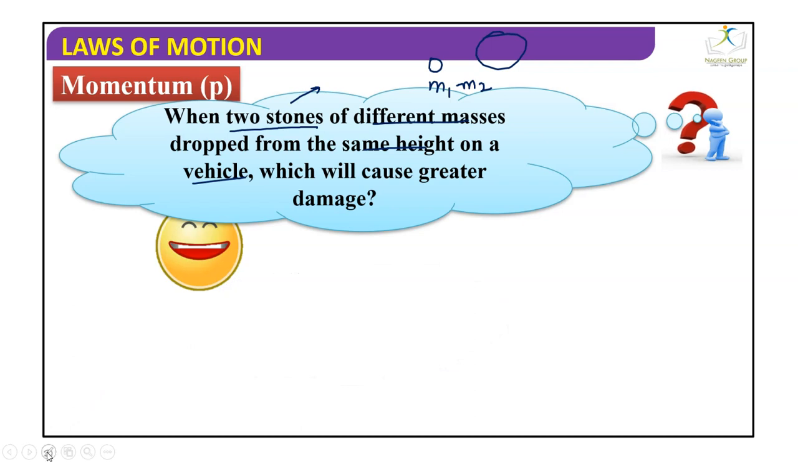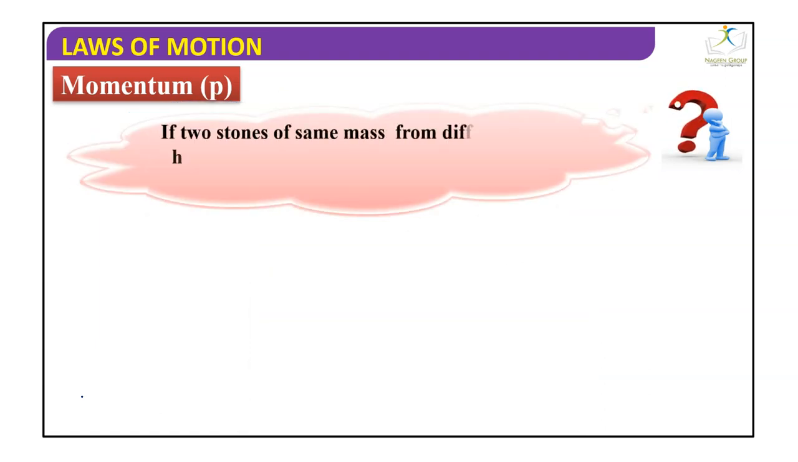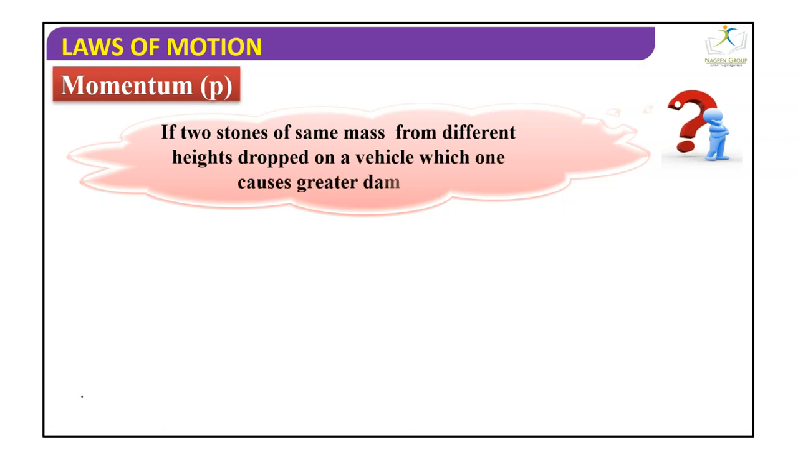Now the same question, I'm just putting in other words. Since the large stone with greater mass applies a greater force, even though both stones have the same velocity when they touch the ground. If two stones have the same mass but are dropped from different heights on the vehicle, which one causes greater damage? The question is a little bit changed, but the concept which you have applied will be interesting. What's your answer, students?